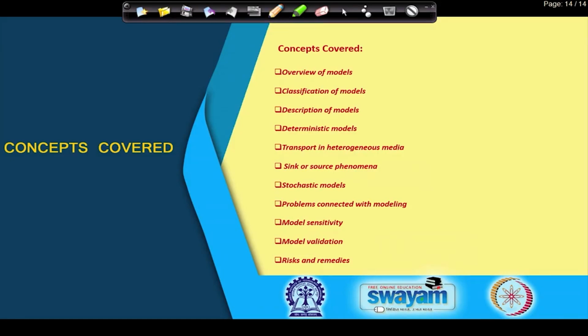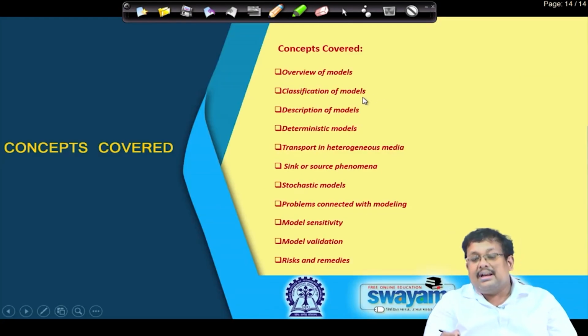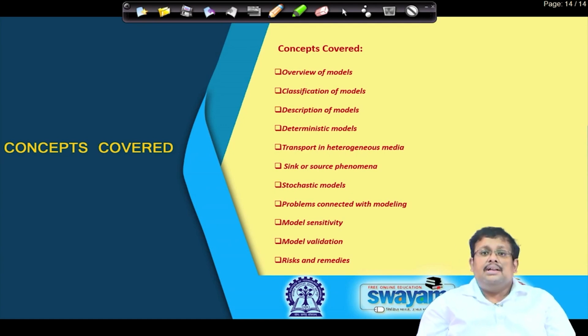We covered an overview of the models, the classification of the models, and the description of the models. We started the deterministic models. So, in this lecture we are going to talk about the deterministic models, and also we will be talking about the transport in heterogeneous media, and if time permits then we will also touch on the sink and source phenomena.